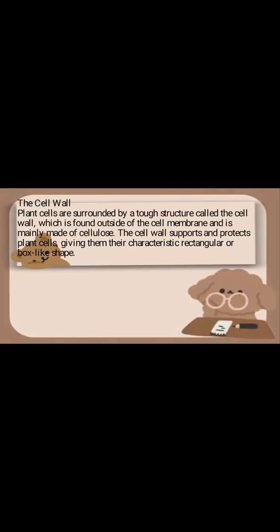Next is the cell wall. Plant cells are surrounded by a tough structure called the cell wall, which is found outside the cell membrane and is mainly made of cellulose. The cell wall supports and protects the plant cells, giving them their characteristic rectangular or box-like shape.